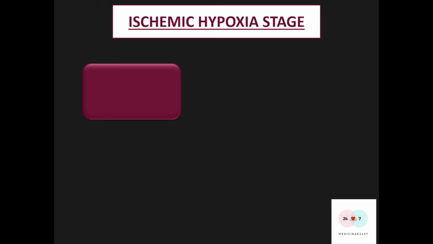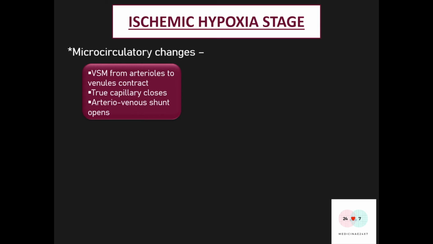Let's start with the ischemic hypoxia stage. The primary microcirculatory changes seen in the ischemic hypoxia stage are contraction of arterioles and venules in the microcirculatory bed, closure of true capillaries, and opening of arteriovenous shunts. There is a decrease in both inflow and outflow, but as we mentioned before, the arterial side of the microcirculation is more sensitive to vasoconstrictive influences.